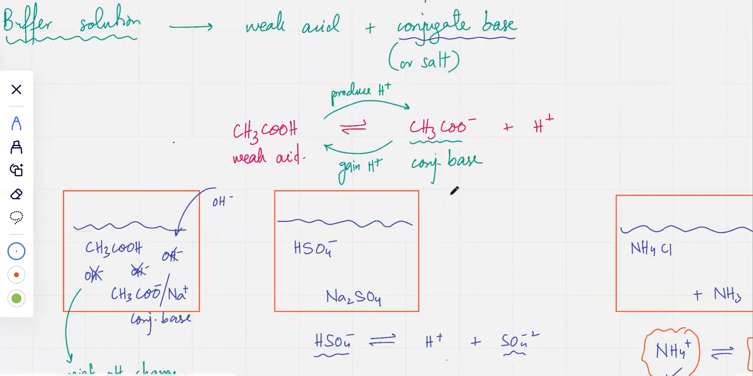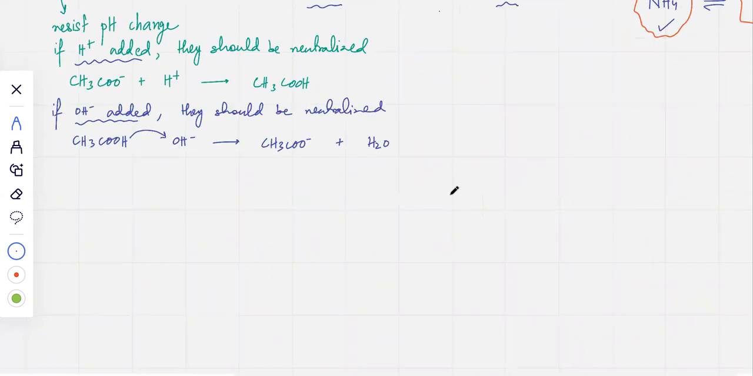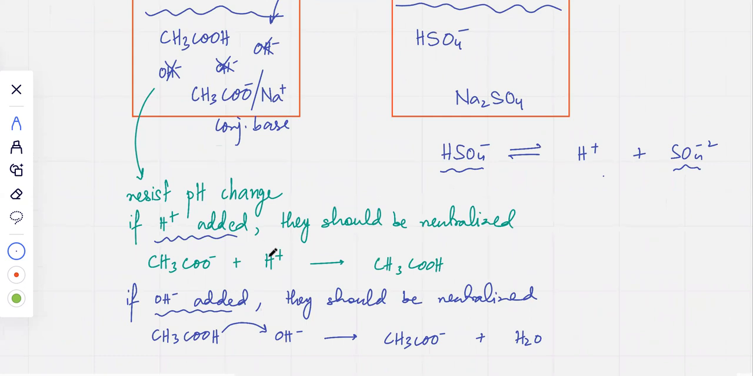And that's the mechanism we figured out, in which I showed you how if you add an H plus 1, the conjugate base accepts it. If you add an OH ion, the acid releases an H plus 1 and neutralizes it. So we're going to continue with buffer solutions. We'll continue tomorrow then, okay?